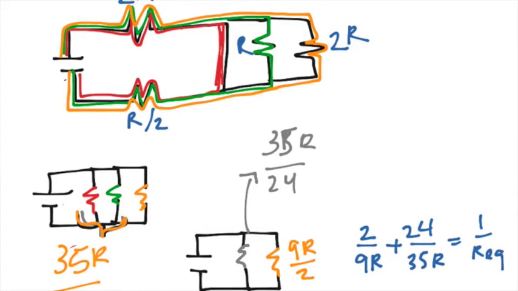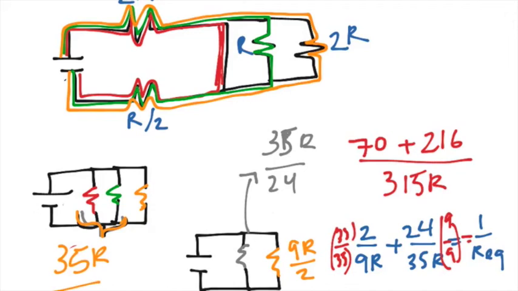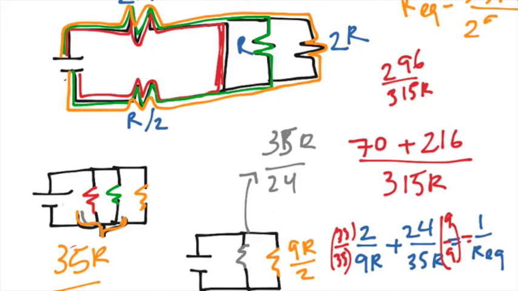We're going to have to multiply both sides, and it's going to be a little annoying, so I'm going to skip it. I'm going to do it, and then we'll come back. You can do this calculation on your own. It's just multiplication. So when you multiply that out, you get 70 plus 216 over 315R, and that's going to come out to 296 over 315R. And then when we flip it to get the equivalent resistance, we're going to simply get R equivalent equals 315R over 296. And therefore, we've solved the entire circuit. This is the resistance that we would have if we had simplified the entire thing down to a single resistor.